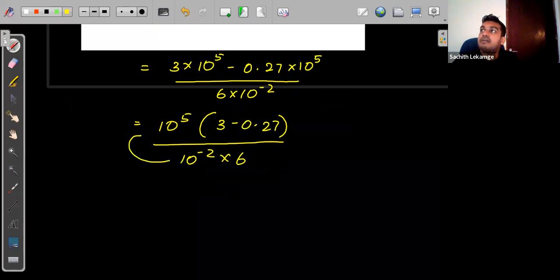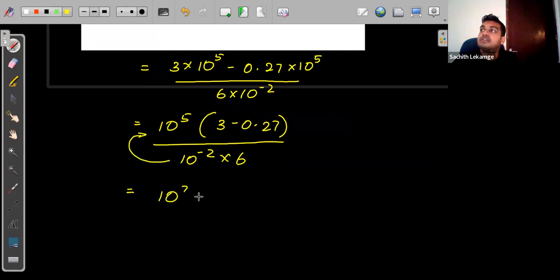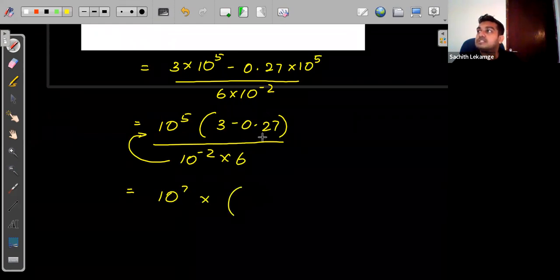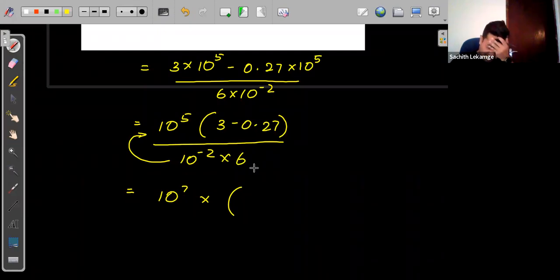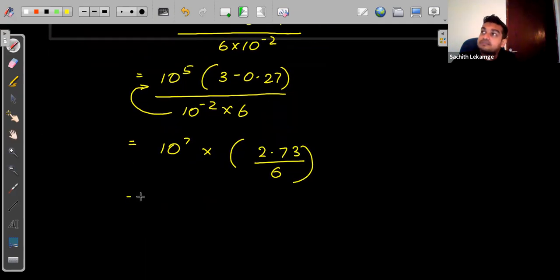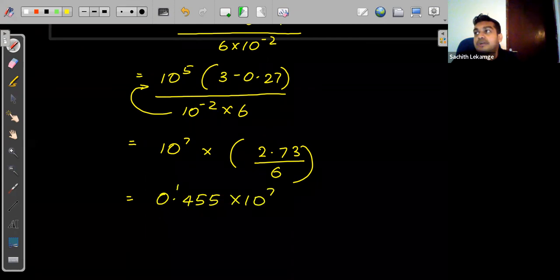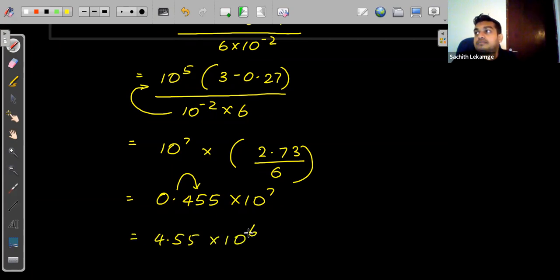Then you can take this power up. You are getting 10 to the power 7 into what is this 3 minus 0.27? What is the value? What is 2.73 over 6? 0.45. Yeah, still this is not in standard form. I bring it over here. Got it.